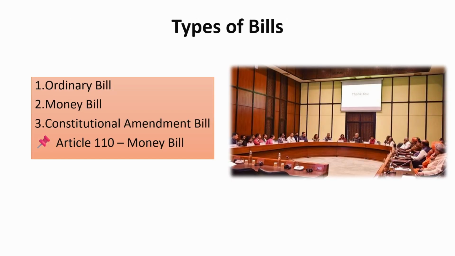Now let's see the types of bills. There are mainly three types of bills: ordinary bills, which deal with general laws; money bills, which deal with taxation and government expenditure; and constitutional amendment bills, which deal with changes in the constitution. Article 110 mentions the money bill. Money bills are special because they can only be introduced in Lok Sabha and Rajya Sabha has limited powers over them.